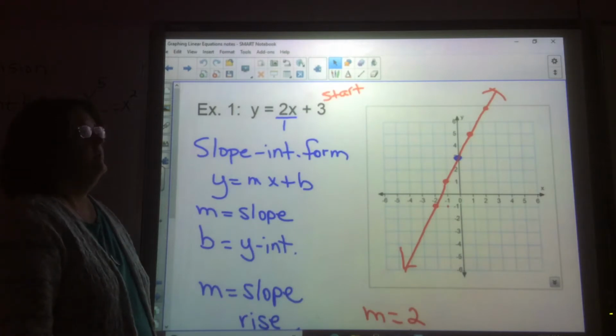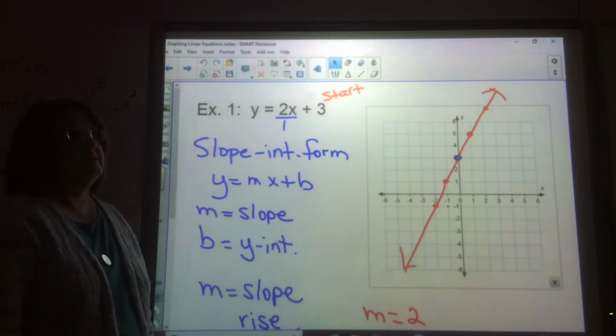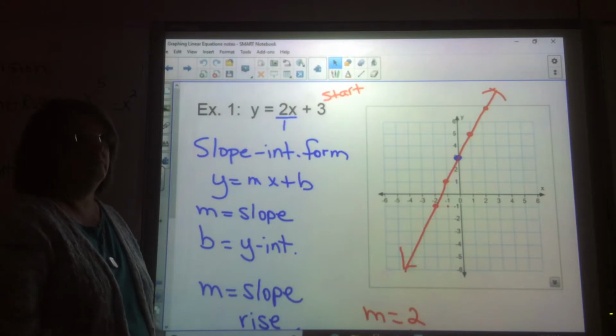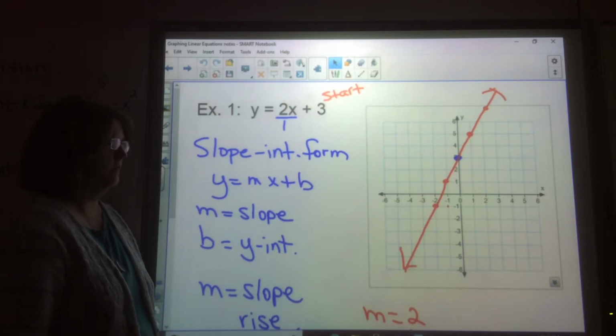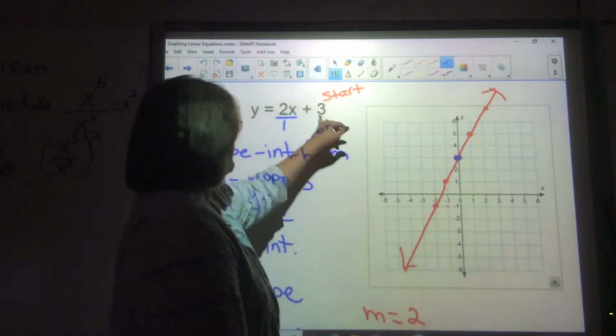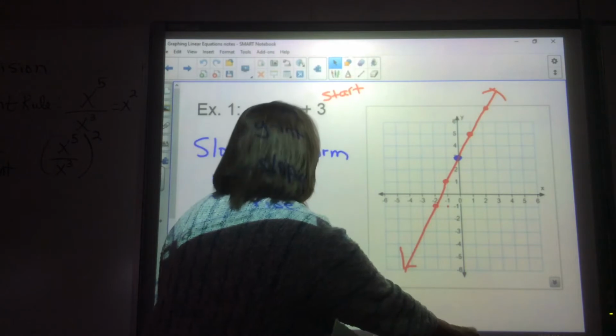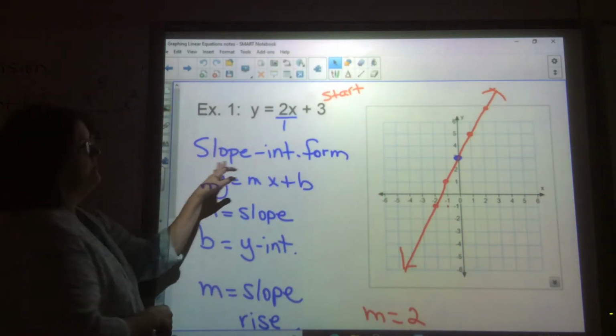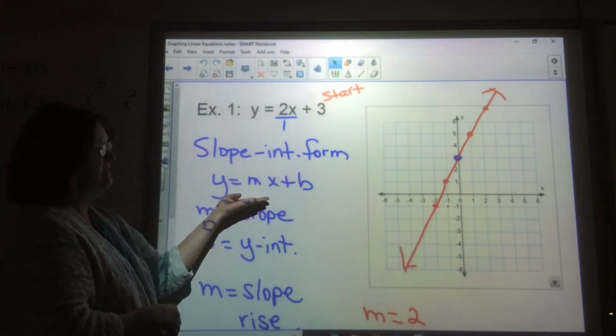Okay. Now, when an equation is in slope-intercept form, you don't have to do a table like I showed you how to do with that first video. That's not necessary. You can start at 3, which is on the y-axis. That's your y-intercept. All right, the slope-intercept form of the equation is when it's in this format.